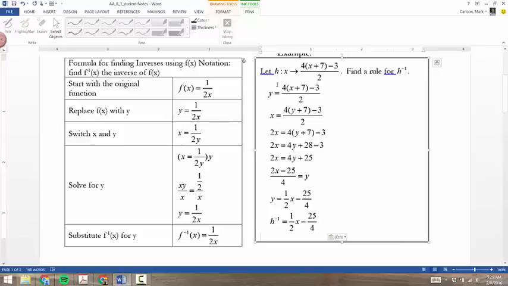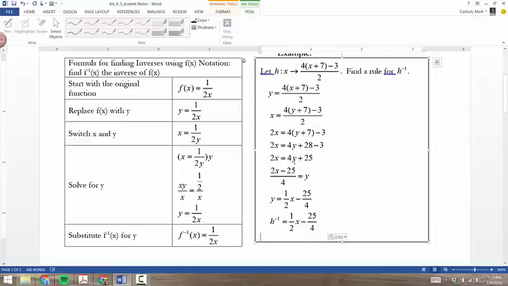We're just going to take the function notation and replace it with y. I'm going to take my x and my y and switch where they are. Here's x, here's y. I'm switching them. Now the process is solving for y. So what I did is I multiply both sides by 2, get the 2 off the bottom. Now I'm going to go ahead and distribute here to get 2x equals 4y plus 25.